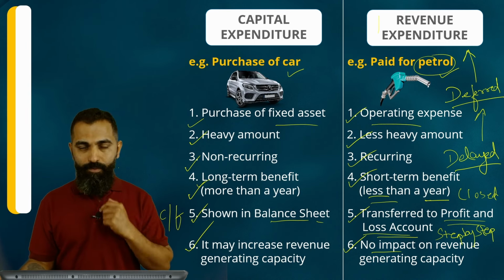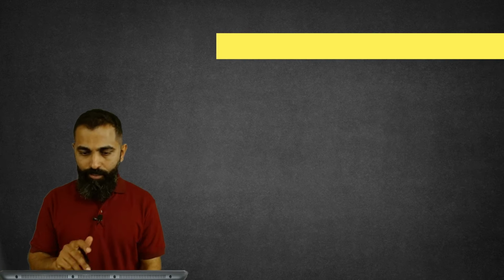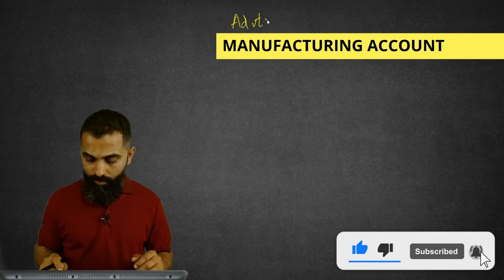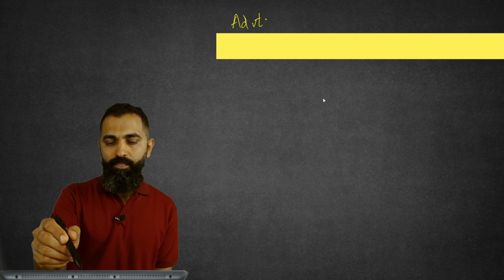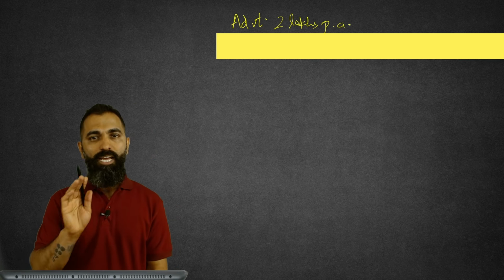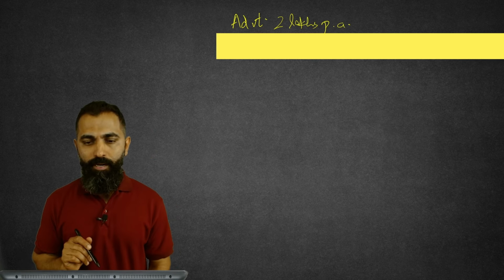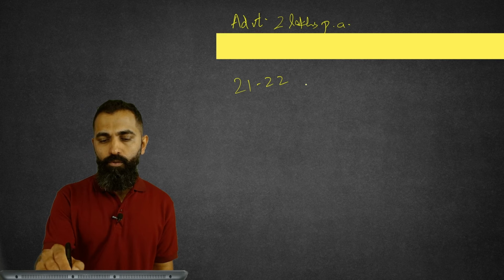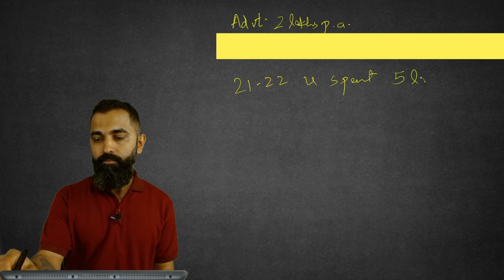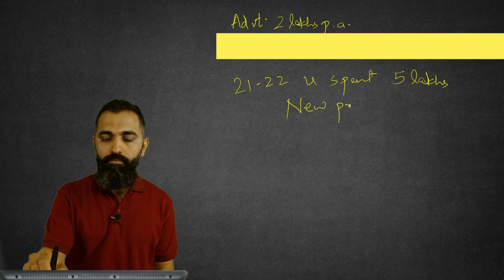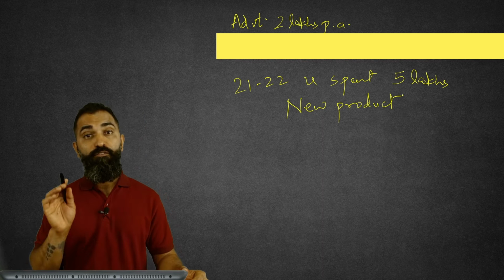I'll give you an example, okay? Have a look here. Let's say you paid for advertisement. Your normal budget for advertisement is 2 lakhs per annum. Let us say in 21-22 you spent 5 lakhs. New product. You launched a new product and you spent 5 lakhs.